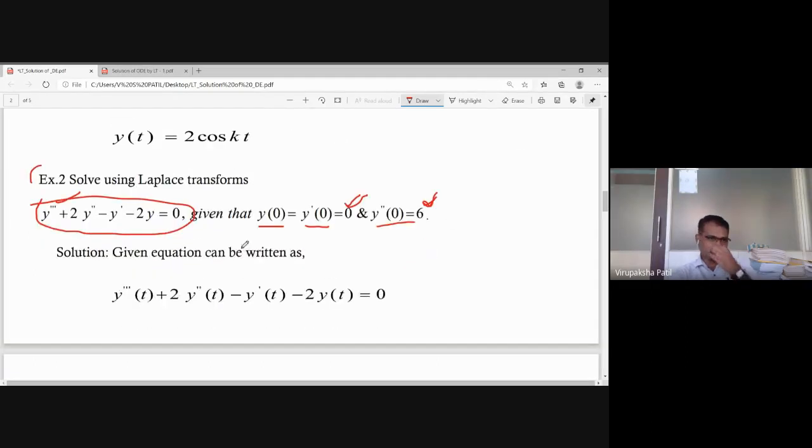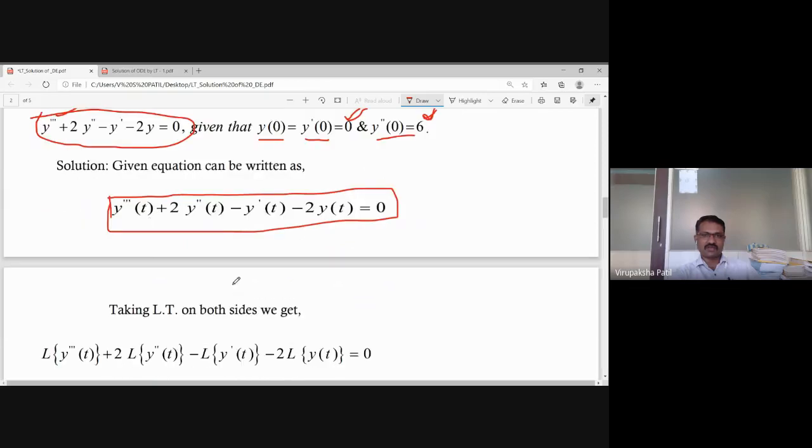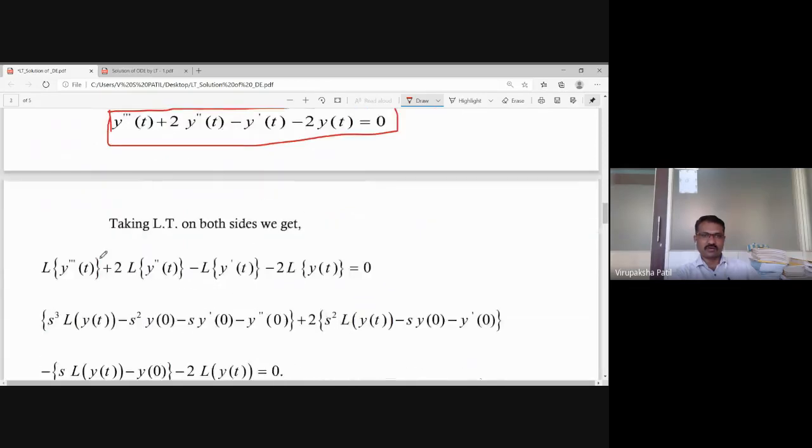Shall we solve this? So the given equation can be written as y triple dash of t plus 2 into y double dash of t minus y dash of t minus 2 times y of t is equal to 0. Now what will we do? We will apply Laplace transform to this equation.